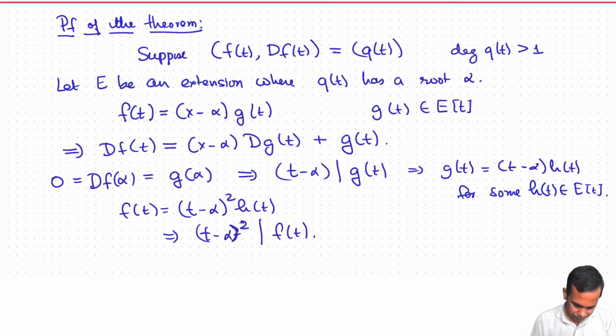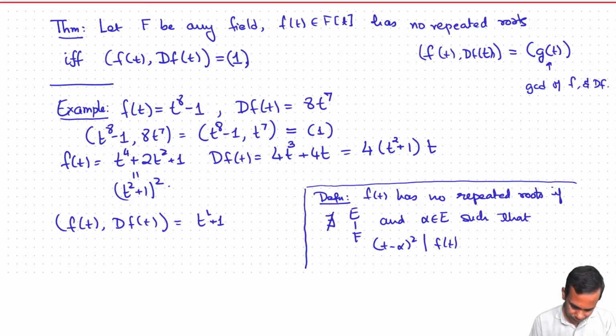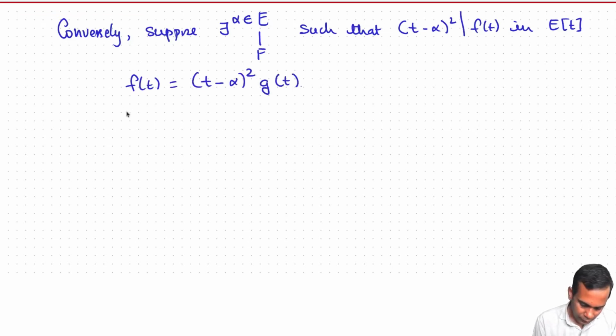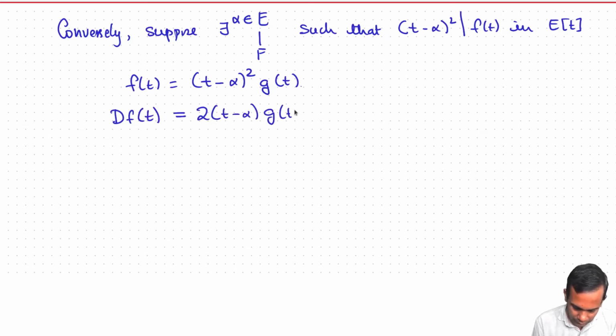Okay, so in this theorem, this GCD is taken in F[t], but here we have this in E[t]. So let's just see what happens now. What we have is f(t) equals t minus alpha squared times g(t). Now let's compute df/dt. Using the product rule for derivatives, we get 2(t minus alpha) g(t) plus t minus alpha squared dg/dt.